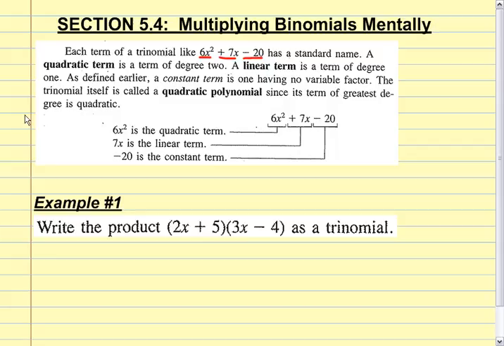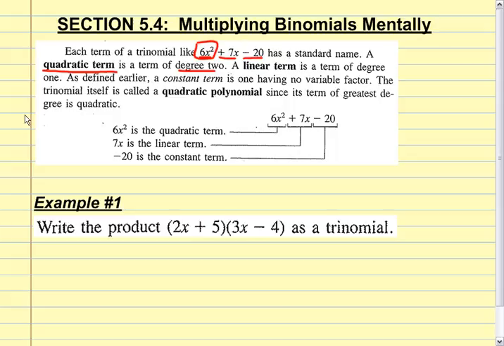A quadratic term is a term of degree 2. Can you tell me which one of those 3 is the quadratic term, Bella? 6x squared. Exactly. 6x squared is the quadratic term because it's x squared. Quadratic comes from the Latin word quadratum, I think is the way it's pronounced, for any of you who are taking Latin. Quadratum, and it means square. So the squared term is called the quadratic term.